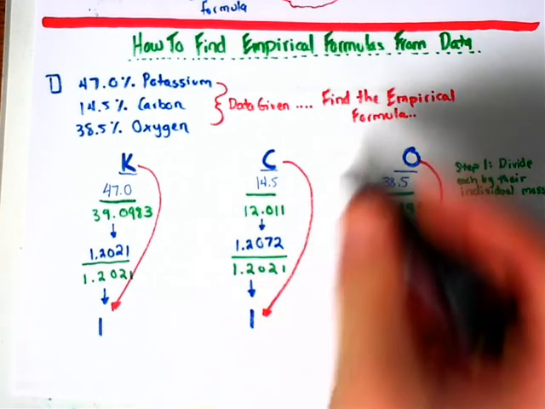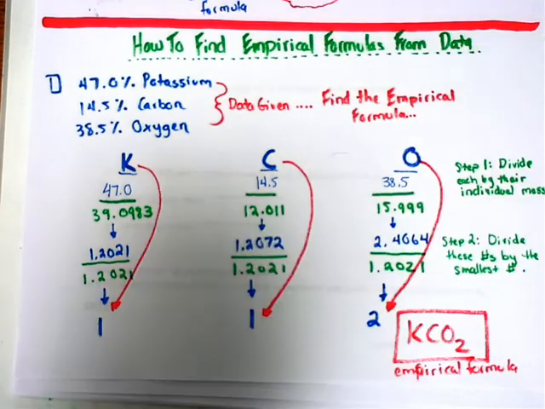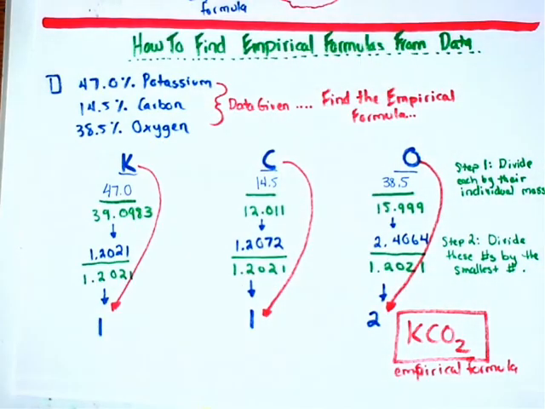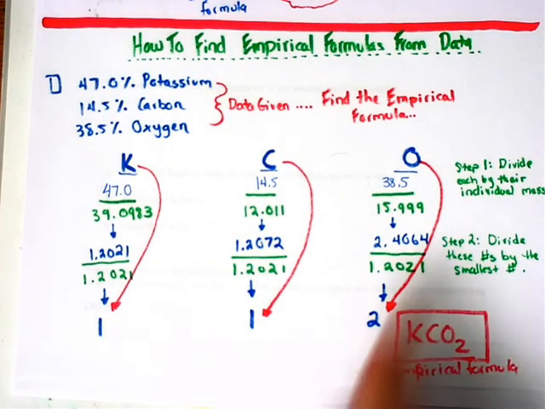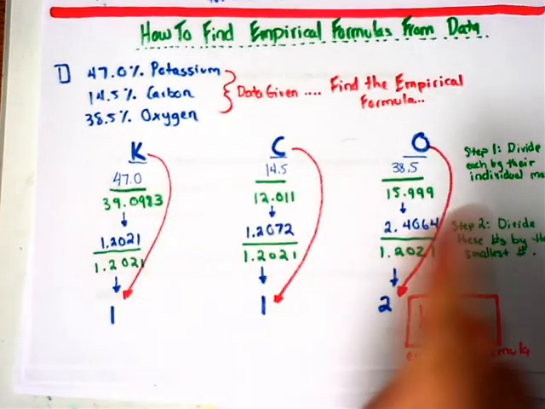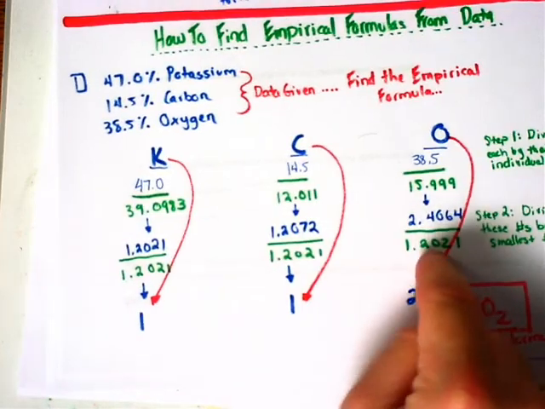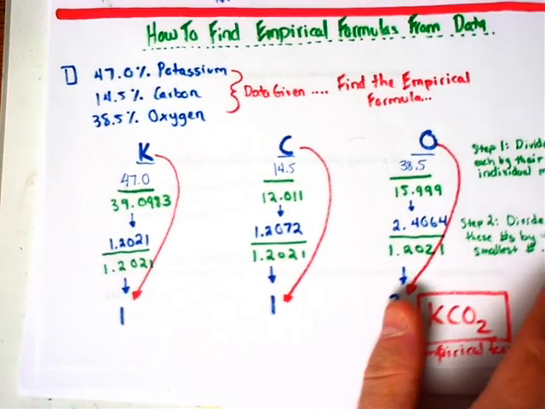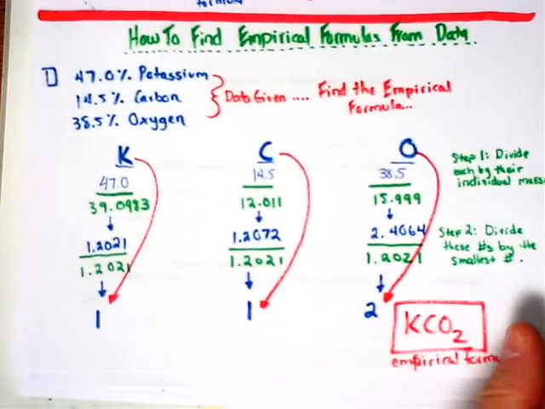So we have found an empirical formula from data based on percentages of each element. How many steps were involved here? 2. In step 1, we divided by each molar mass, or mass of each element, and then in step 2, we divided by the smallest number we got before. Right? Let's look at another example real quick. I'll give us just a second to copy down some data.